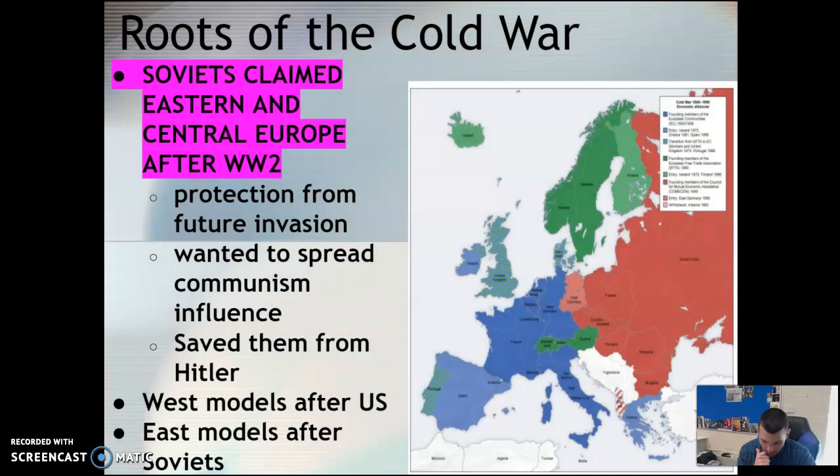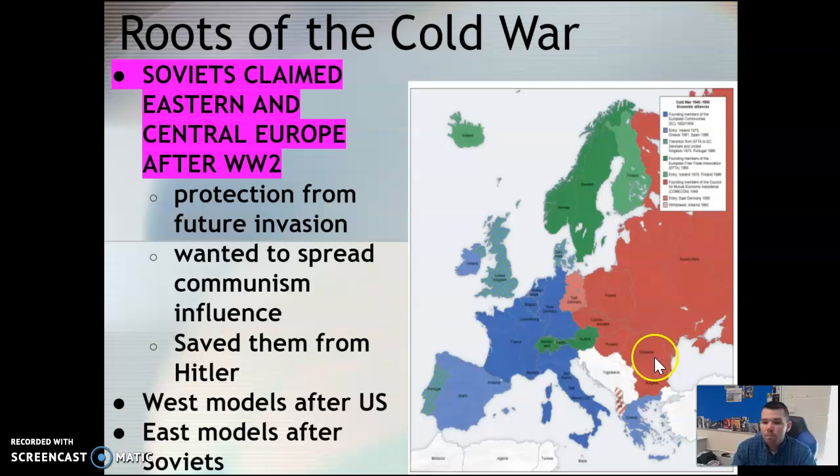And then finally, last two, the Soviets. So what I have in pink is what you should have filled in your guided notes. The Soviets claim. So again, I showed you guys this map yesterday. So going back to World War II, when the Russians were fighting against the Germans on the Eastern Front, especially towards the end, they freed a lot of these people. Poland. They freed Poland from Hitler's rule. They freed them from Nazi rule.